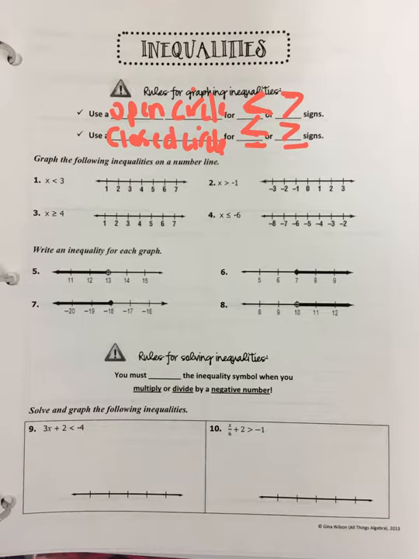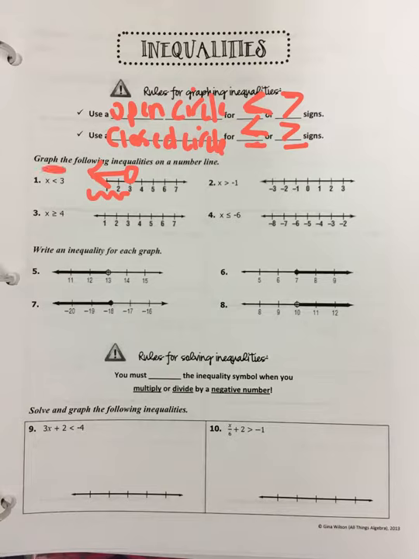So in example 1, I notice there's not an equal sign, so I know that I'm going to put an open circle on the 3, and then interpreting the fact that x is less than 3, I'm going to shade everything to the left of that 3. So all of these solutions, 1, 2, 1.5, 2.9, are all going to make this a true statement, any of those values I plug in.